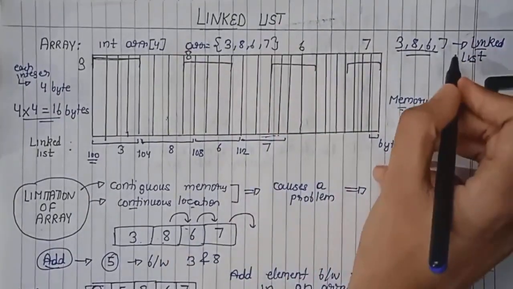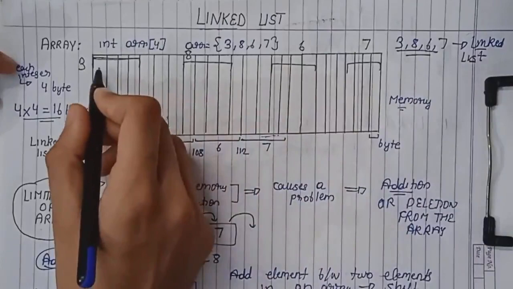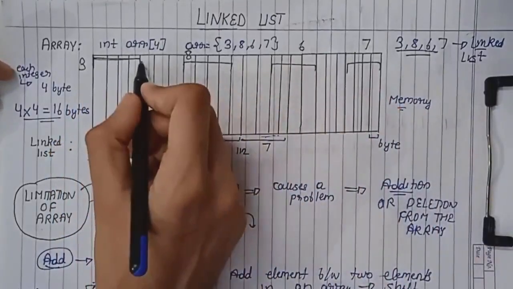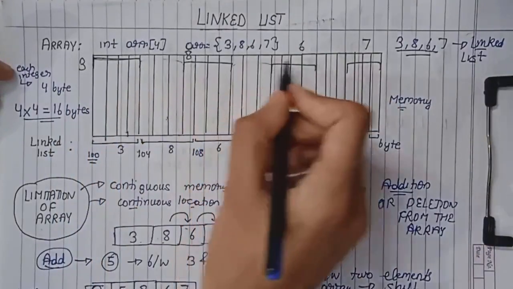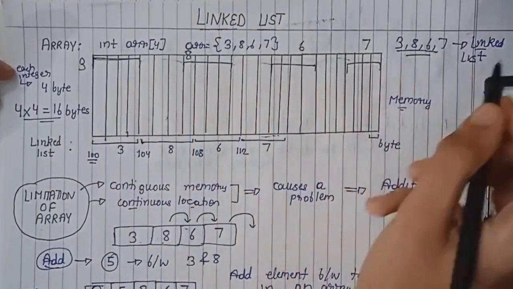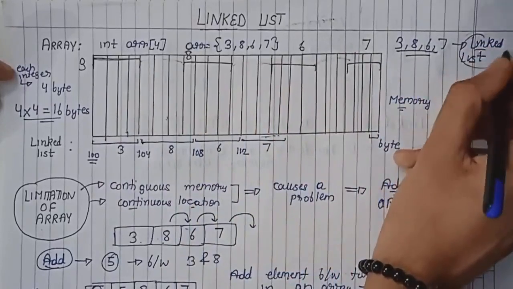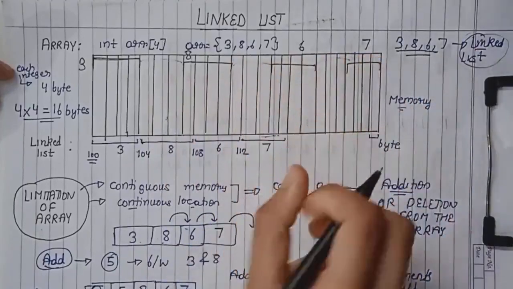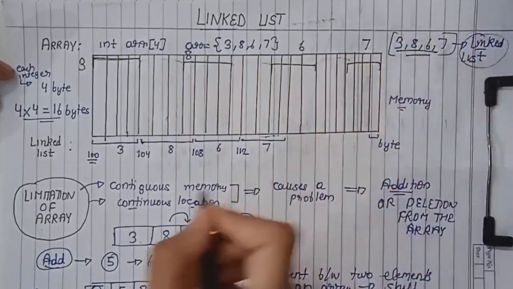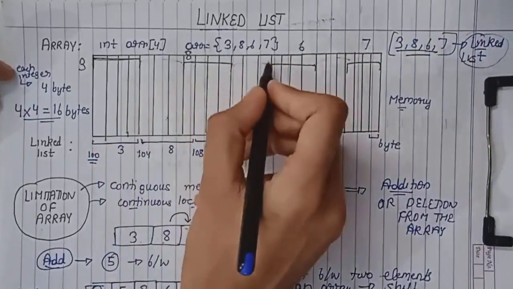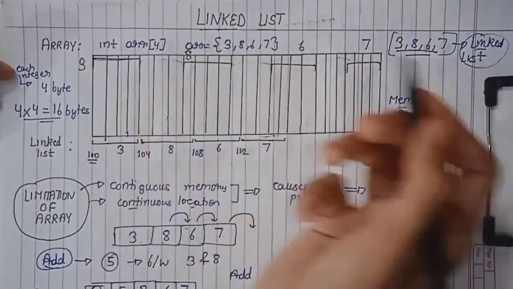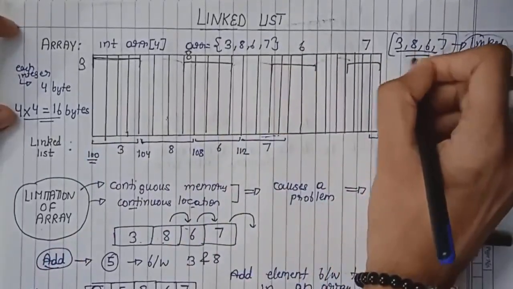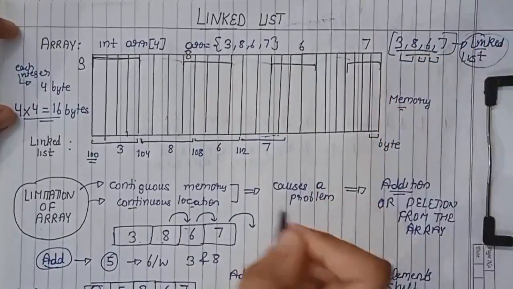Now let us see how we will be able to create this linked list and how we will create a link between these elements. I have told you that in a linked list we can allocate any memory randomly to our elements, but since it is part of a common list, there should be a link between these elements so that we can access them. So let us see how we can create the link between these elements.